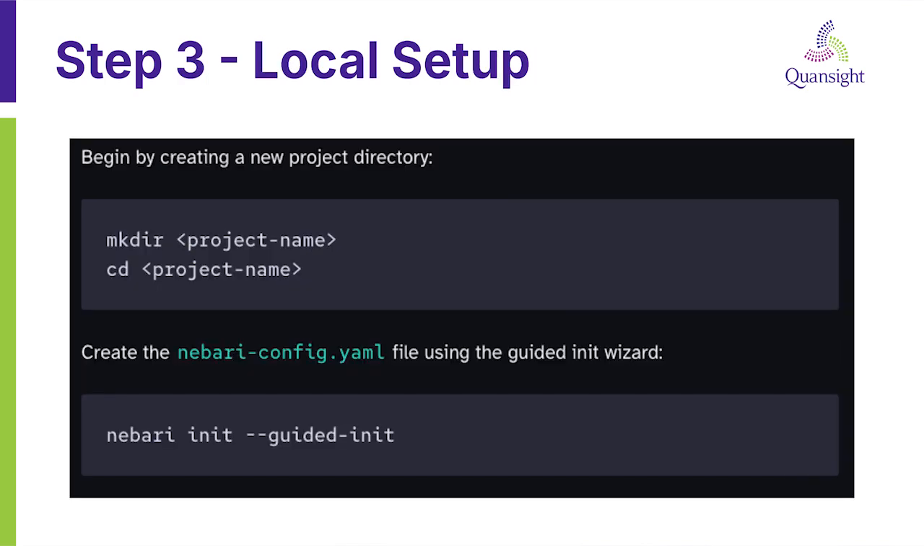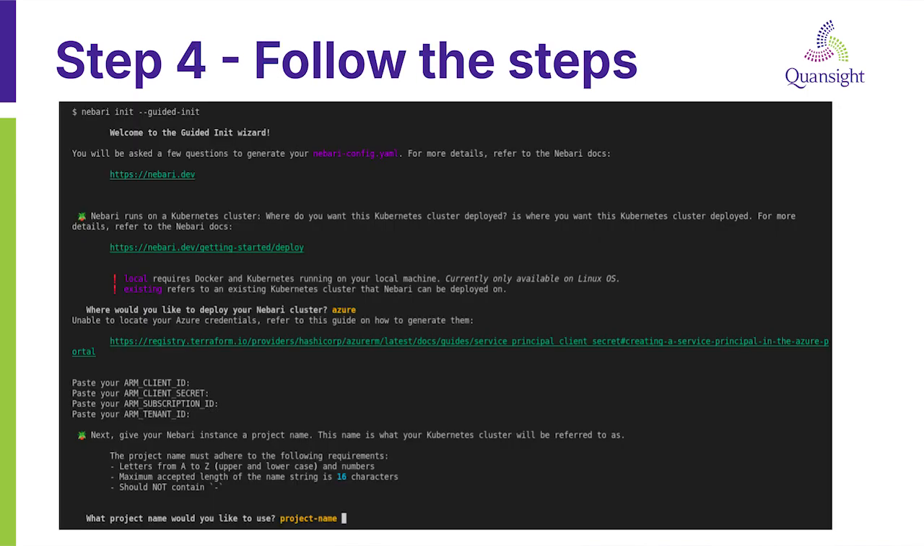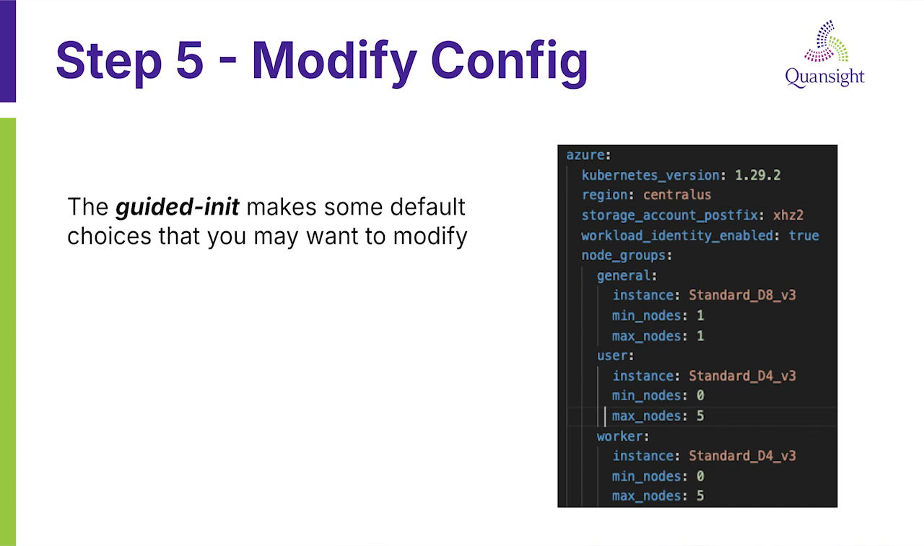Then a little bit of local setup: you just make a folder, and then we usually tell people to run the guided init, which is a small wizard that runs on the command line and asks you a bunch of questions. It'll ask you where you're deploying, for some of the secrets and environment variables, which zone you want to deploy in, what the project name is, and a few other questions. And then at the end of that, it's going to spit out a config file.